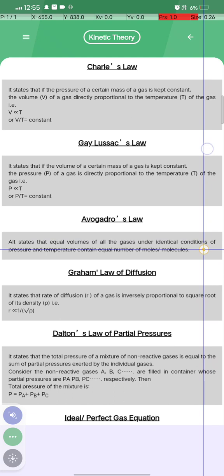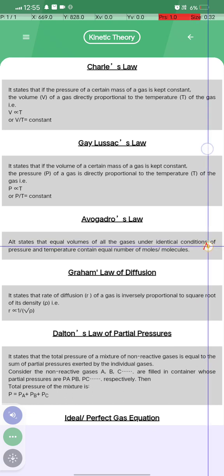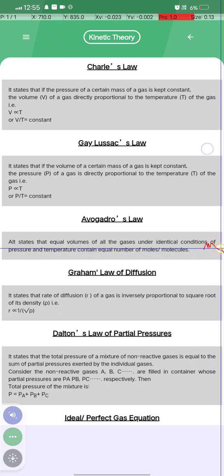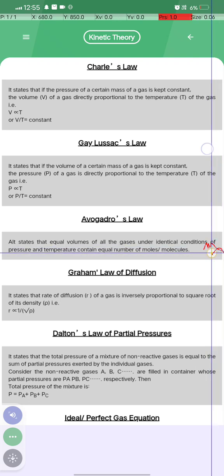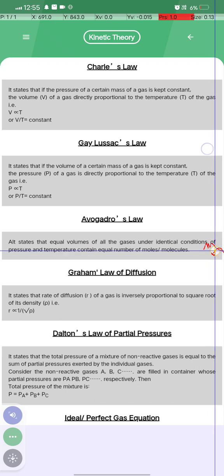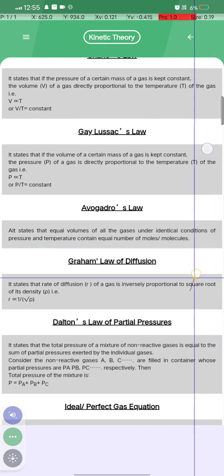What does Avogadro's law say? It states that equal volumes of all gases under identical conditions of pressure and temperature contain an equal number of moles or molecules.